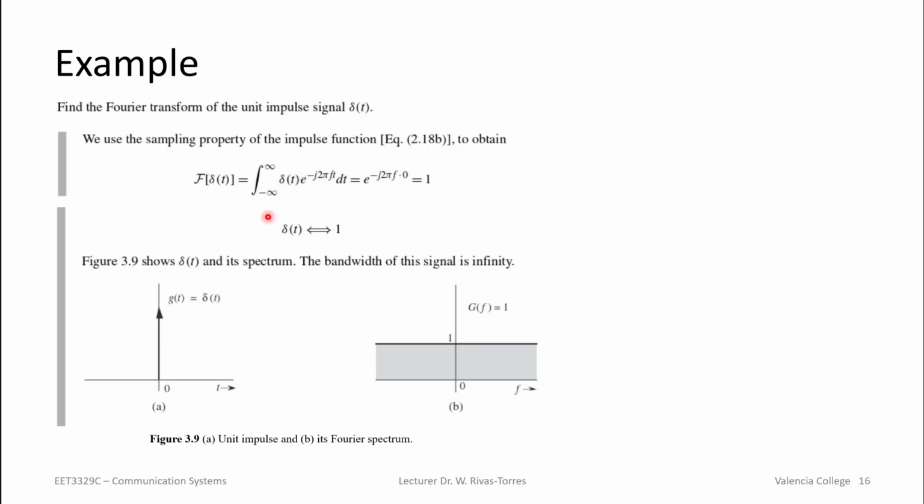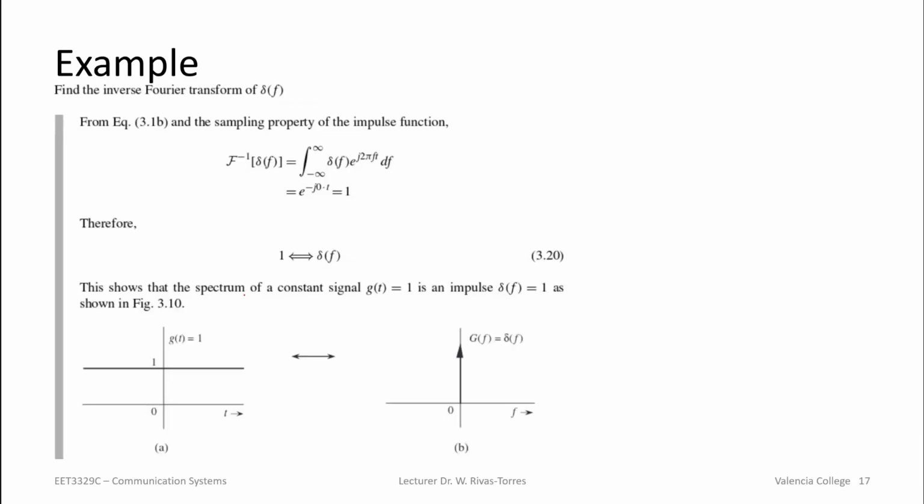So we only have to evaluate this at what? At t equals 0, this whole integral. So that is e to the minus j 2 pi f times 0. So this whole thing becomes 1. So interesting, isn't it? The Fourier transform of the impulse response ends up being 1. Quite an interesting result.